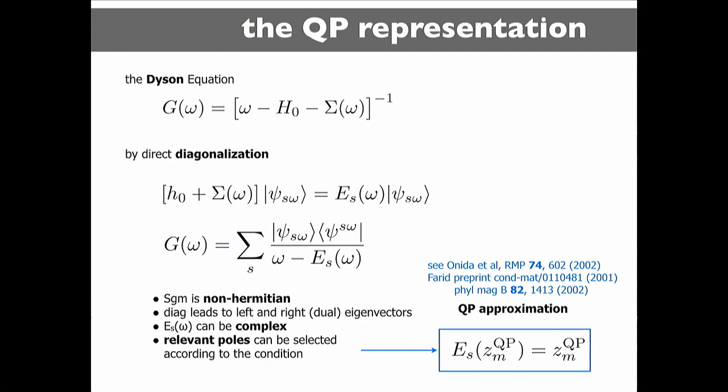Let me try to be a bit clearer here. This is an exact expression. Now we are trying to look at the features of these expressions, and the main feature we would like is to locate the poles of this object here. The point is that, this being a non-Hermitian problem, this can be complex, and so the fixed point of this denominator equal to zero, that is where the poles are, can be in the complex plane.